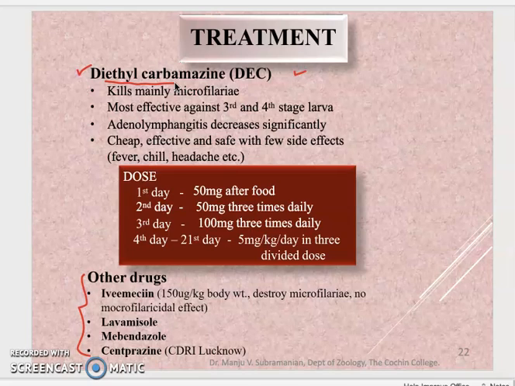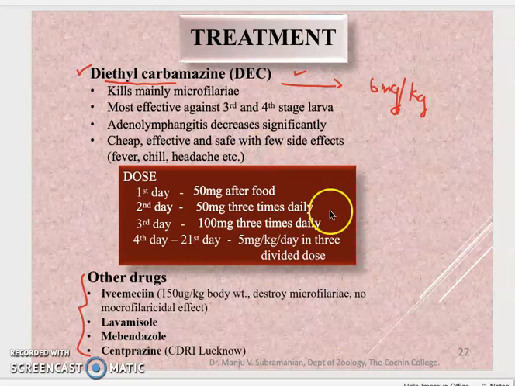With it we can eliminate the microfilariae from the blood and also kill the adult worm with a dosage of 6 mg per kg, semi-annually or annually. We can use this drug according to this dose, annually or semi-annually, and this infection can be checked. Then this medicine is cheap, effective and safe, with minor side effects such as fever, chill, headache, etc.